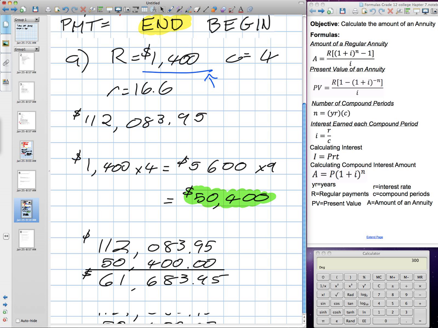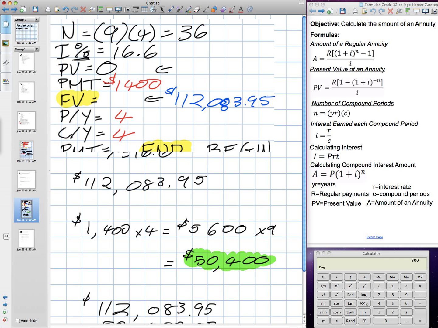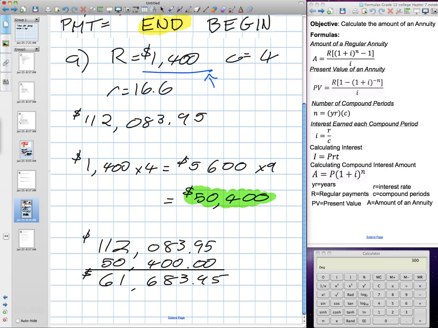So this guy earned $61,683.95 in interest. That's a lot of interest. Okay? Let's try to make sure that this makes sense. Let's go back up. Anyone remember what the interest rate was? 16.6%. That's a very high interest rate.